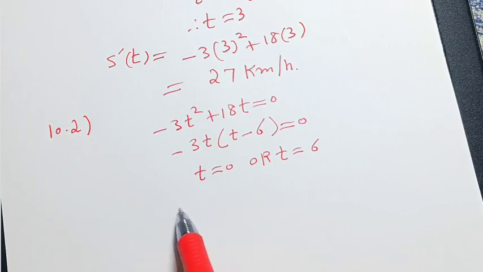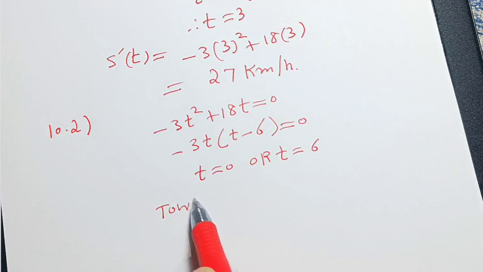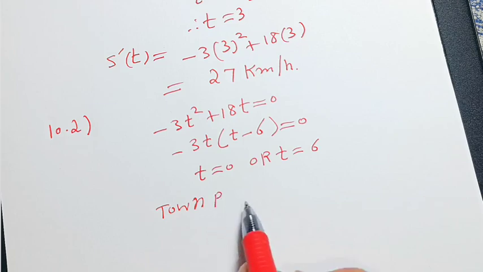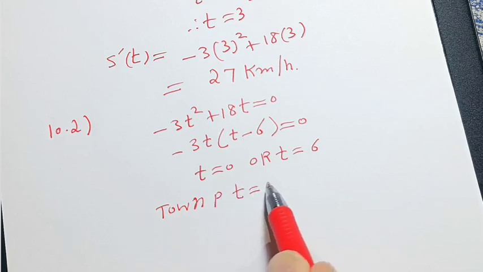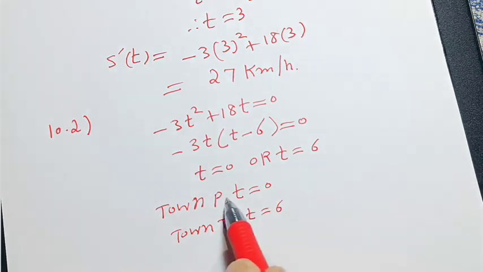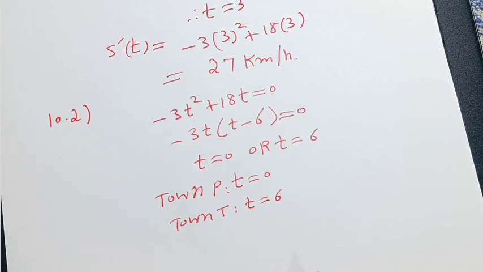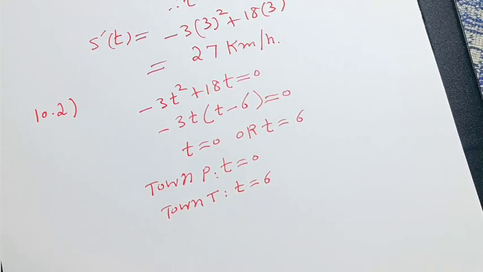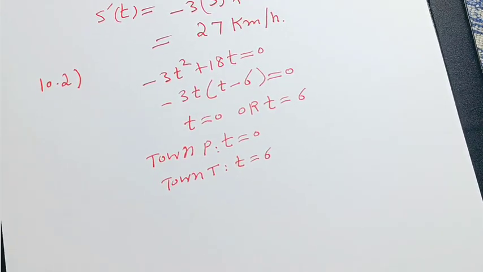So this is town P, where t is equal to 0, and town T, where t is equal to 6. There are two ways to solve this question, and I'm going to solve it both ways. The first method I'm going to apply according to pure math, and the second according to AP math. Those learners who do AP math can solve it that way also. Have a look at the first way.